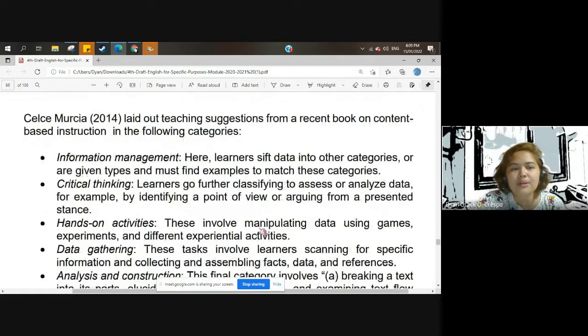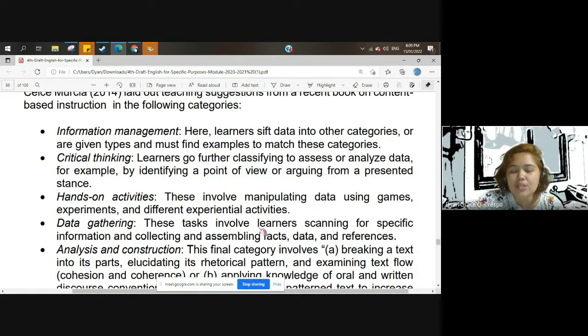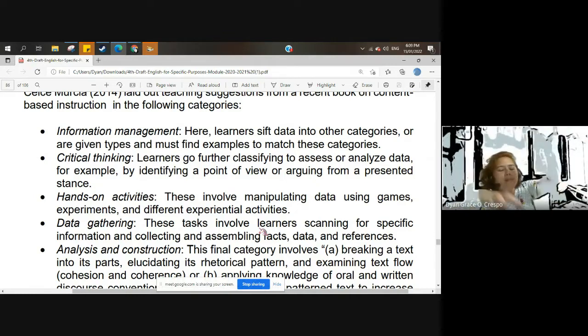So, ngayon, ang sabi ni Celce-Murcia, they laid out teaching suggestions from a recent book on content-based instruction, the following. Meron tayong tinatawag na information management. In CBI, learners shift data into other categories or given types, so they must find examples to match this category. Para siyang more on activities. So, for example, categorically, pag mix and match mo yung dalawa, ayun, activities.